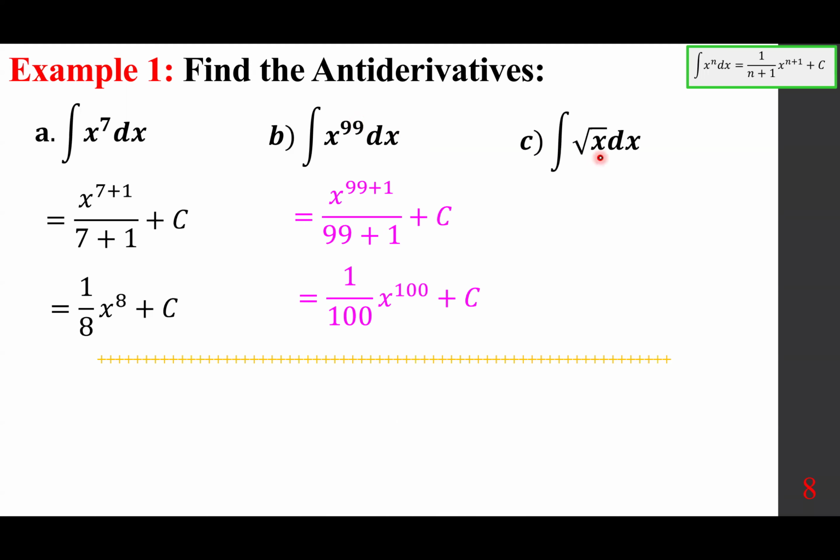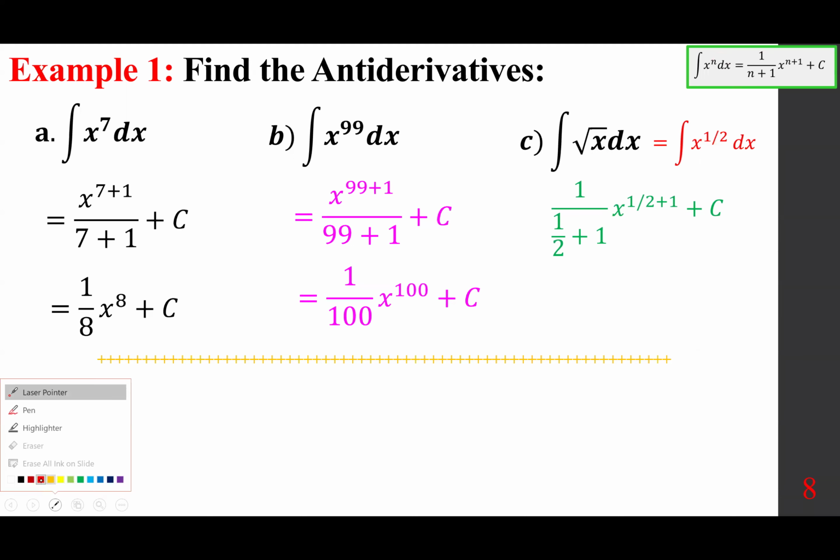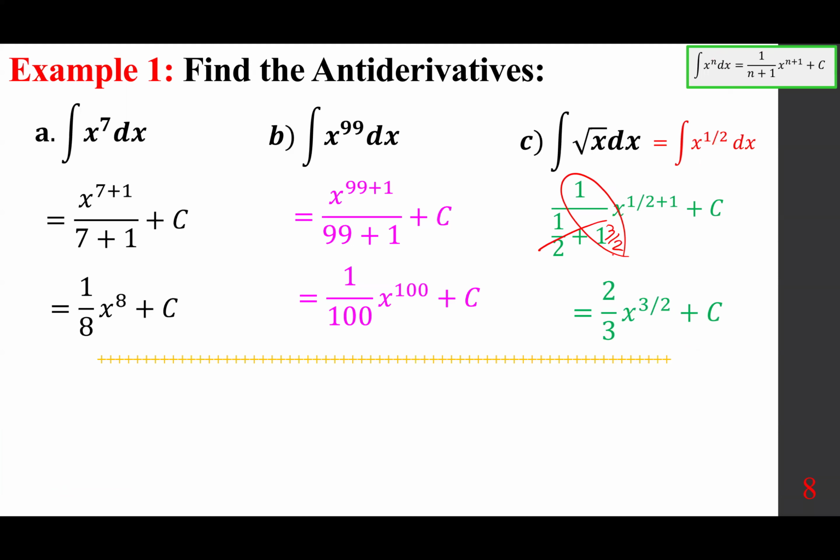What if we have square root of x? That's x to the power of 1/2. We differentiate or integrate makes no difference. The first step is to get it ready for the power rule. And now that it's ready for the power rule, 1 over n plus 1, 1 over 1/2 plus 1, x to the power of 1/2 plus 1, and a constant. 1/2 plus 1 is 3/2, and 1 over that is 2/3. So 2/3 x to the power of 3/2 plus a constant.